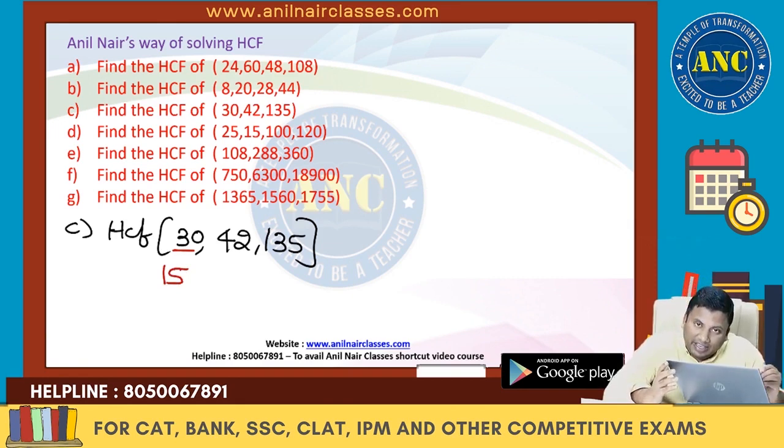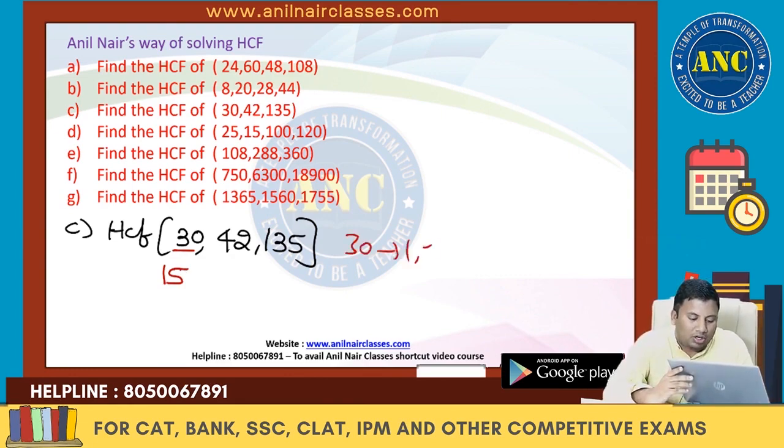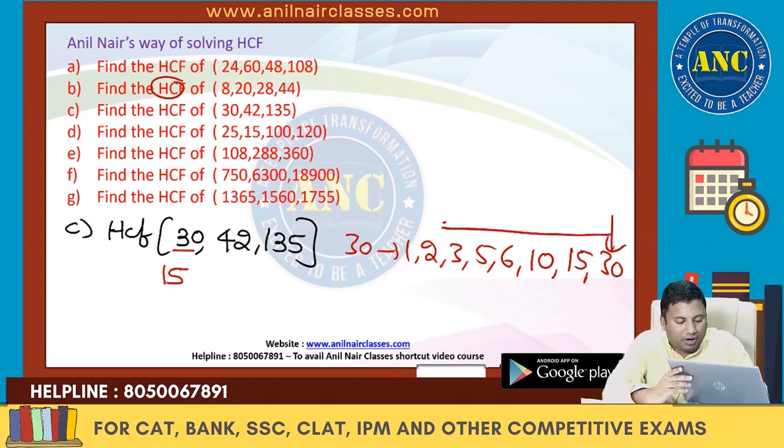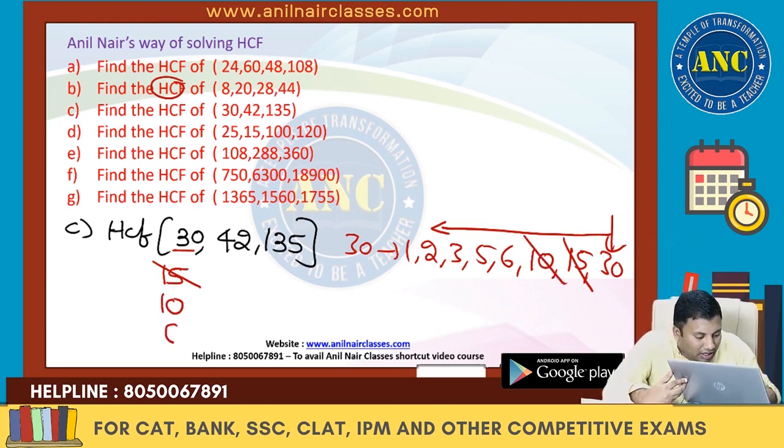15. Does 15 divide 42? No. Factors of 30 are 1, 2, 3, 5, 6, 10, 15, 30. Because it is the highest common factor, move from right to left. 15 is not possible. Next is 10. Is 10 a factor of 42? No, not possible. What is the next one? 6. Is 6 a factor of 42? Yes. 6 7s are 42. Is 6 a factor of 135? No. 6 is not possible.